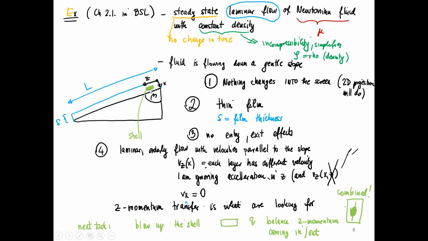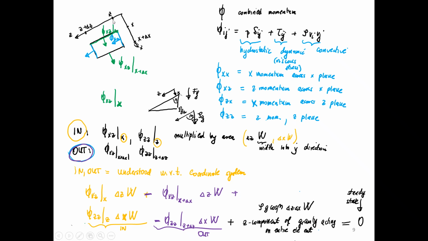So there's a little small shell parallel in this coordinate system, parallel to both of these axes. And when I blow it up, my shell will be, so now I need notation. It will go from z to z plus delta z, and from x to x plus delta x. So this is my little box. Now I have z and x, so my combined momentum components that could be taken into account here are phi xx, phi xz, phi zx, and phi zz.